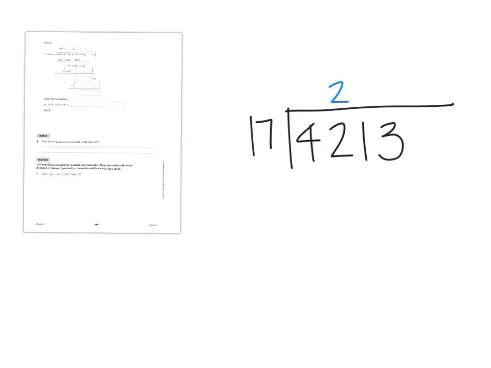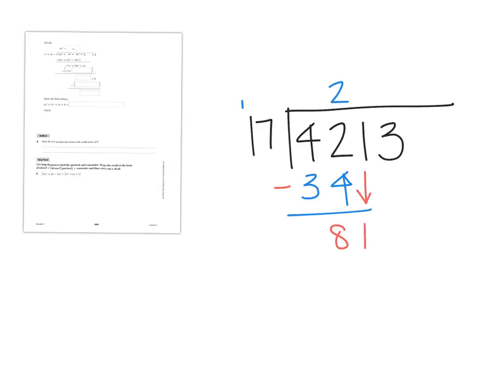And then what do I do after I figured that 2 out? Multiply. 2 times 7 is 14. Carry the 1. 2 times 1 is 2 plus 1 is 3. And then I do what? Subtract. What is 42 minus 34? 8. Okay, so now I have that 8. What do I do? Bring down the 1.